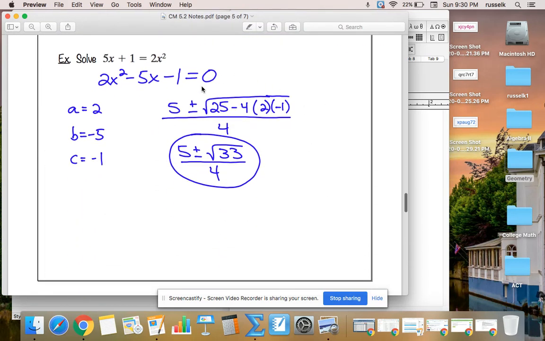Sometimes the radical will not come out evenly, and if the directions are to leave it as an exact answer, you want to just leave it as that square root. You don't have to split that up into two separate problems. If they want a decimal approximation, you could then type in 5 plus the square root of 33 divided by 4, get the first one. 5 minus the square root of 33 divided by 4, that'll give you your second answer. I believe IXL is going to ask you to leave it exact, so this will be your final answer.